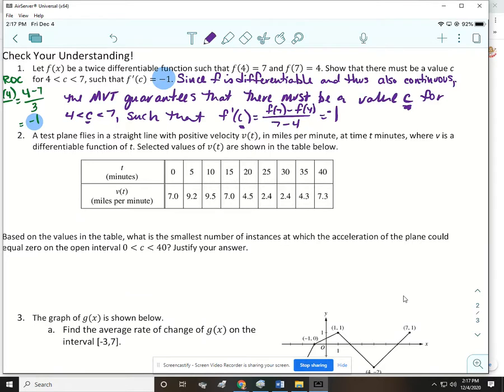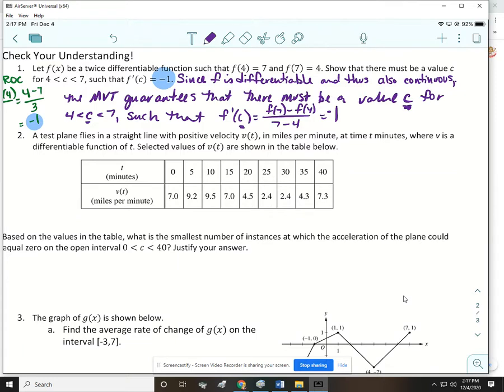All right, example 2 is a totally different type of question. A test plane flies in a straight line with positive velocity v in miles per minute at time t, where v is a differentiable function of t. Selected values of v of t are shown in the table. So this gives the velocity in miles per minute at times in which the plane is flying. Based on the values in the table, what is the smallest number of instances at which the acceleration of the plane could equal 0 on the open interval from 0 to 40?